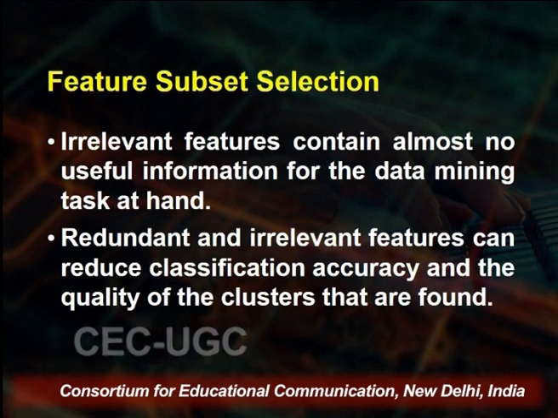Now, how does one select the best subset of the features? This frequently requires a systematic approach. You cannot just randomly remove certain attributes and select certain attributes and leave the others. It requires a scientific approach, and the ideal approach for feature selection is to try all possible subsets of features as input to the data mining algorithm of interest, and then take the subset that produces the best result.